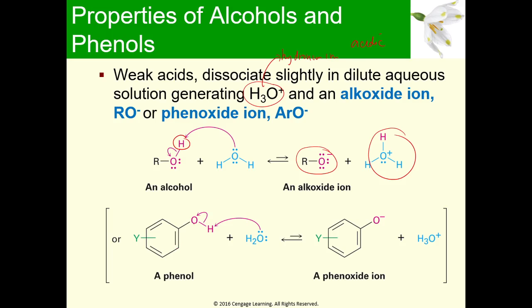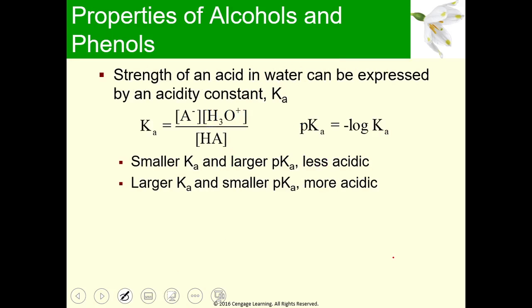Similar scenario with the phenol. Your phenol may OH dyan. The oxygen here will attack this H, so it will become an H3O+, the hydronium ion. And anong nangyari dun sa iyong phenol? Yung phenol mo ay nawalan ng H, we will call it a phenoxide ion.